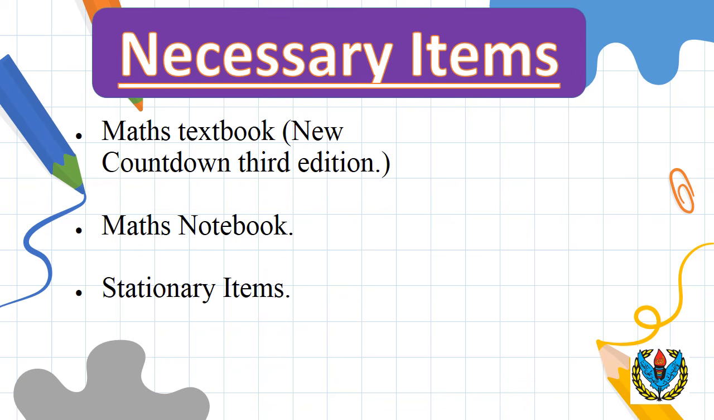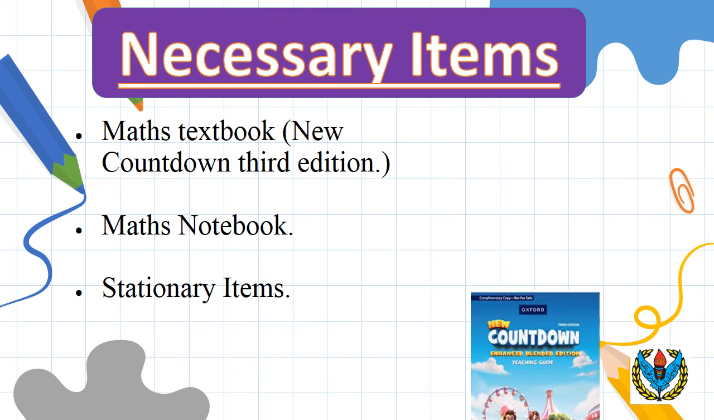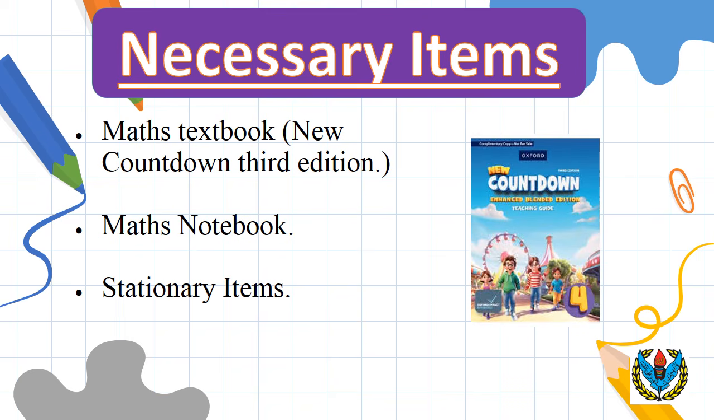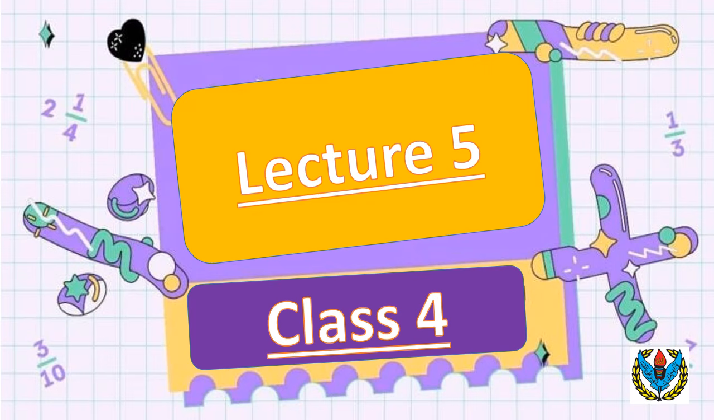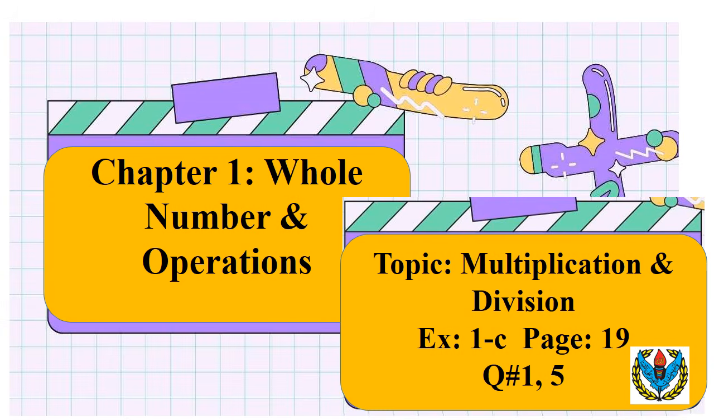Today, for this lecture, you need some necessary items: maths textbooks, New Countdown third edition, maths notebooks, and your stationery items. This is lecture 5 for class 4. In this lecture, we solve some real life story sums from chapter 1, whole numbers and operations. Topic is multiplication and division. Exercise 1C, page number 19, question number 1 and 5.